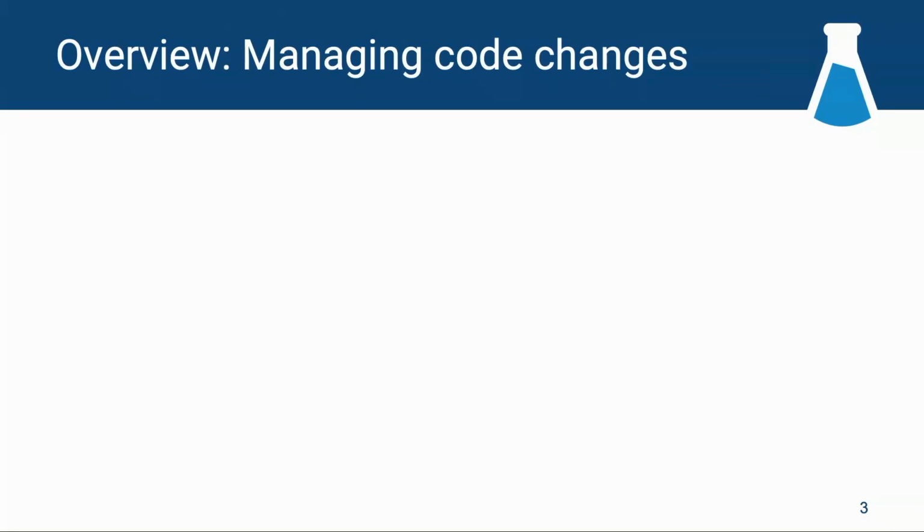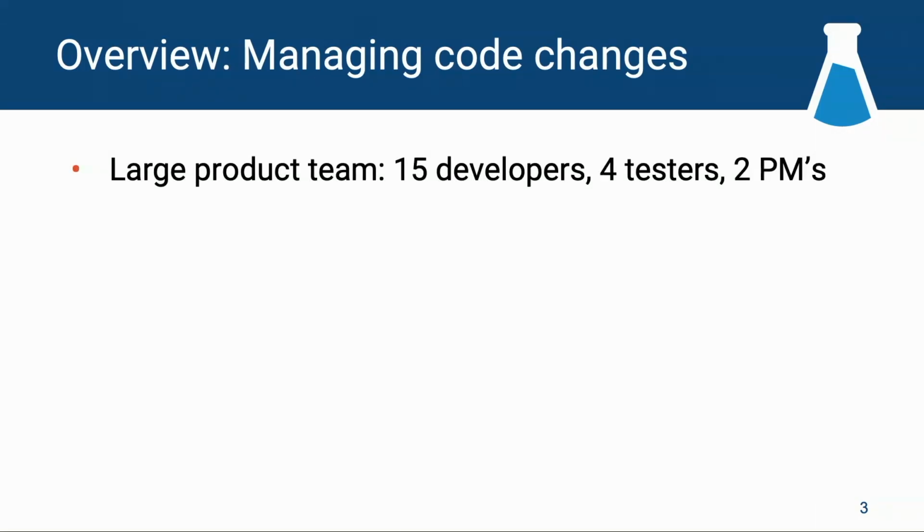So first, a little bit of context. For a company LabKey's size, we have a fairly large product team. The product team is the team that is focused on building and delivering features. So it's the largest organization within LabKey. There's 15 developers, 4 testers, 2 PMs. Developers and testers, most of the folks in that role, their full-time job is to write code.